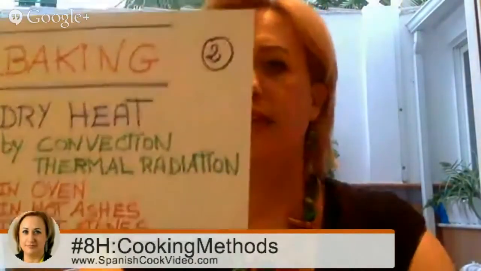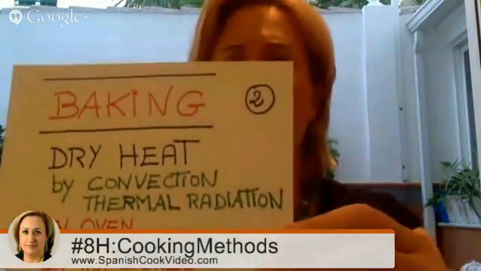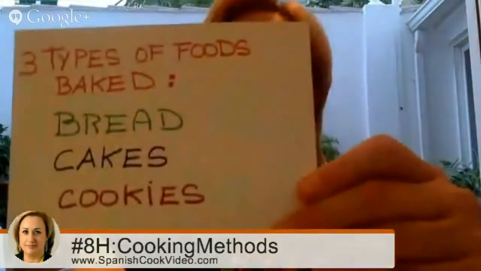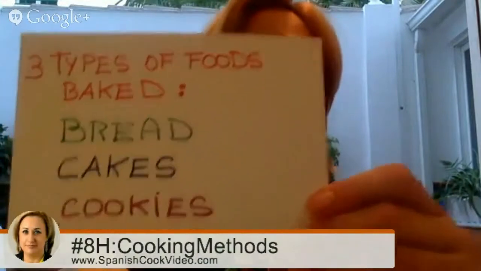Well, let's talk now about another cooking method, baking. Baking is a cooking method that uses prolonged dry heat by convection rather than by thermal radiation. Normally it's in an oven, but also in hot ashes or on hot stones. There are mainly 3 types of foods that can be baked: bread, that is the most common baked food, also cakes and cookies.